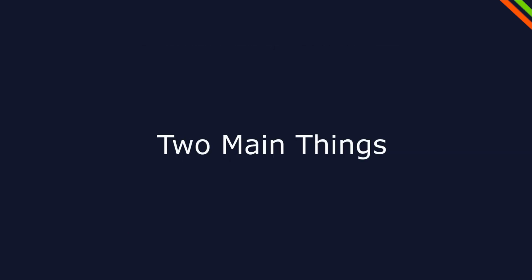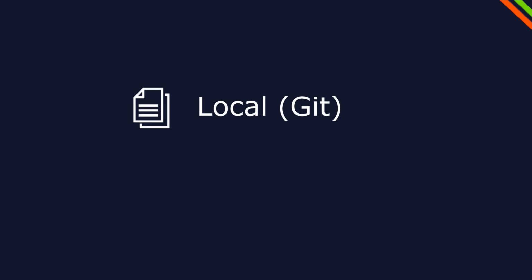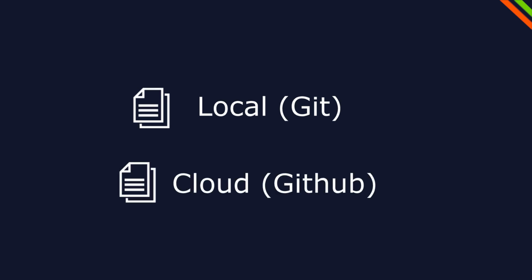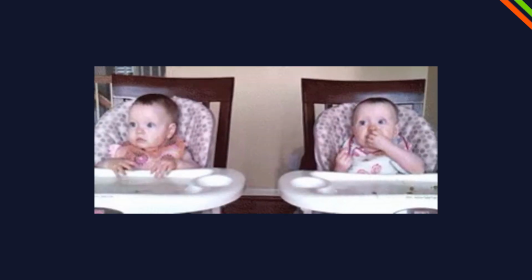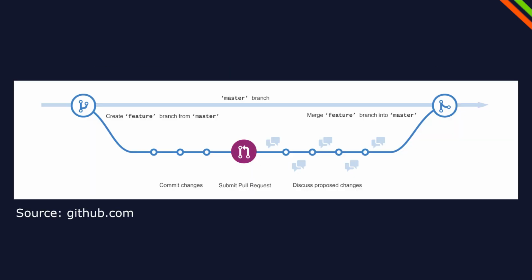There are two main things we have to understand. First of all, there are two systems running with your file changes: the local system Git and the cloud system, or we could also say GitHub system. In a perfect world, these would be synced all the time. But in the real world, we are responsible for keeping those systems synced. The other thing is that we are able to have not just one code base running, but multiple in branches.